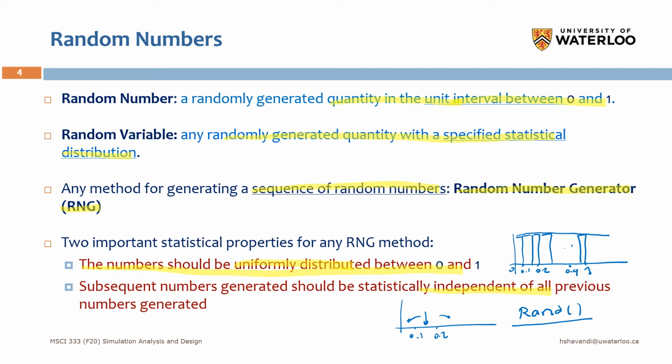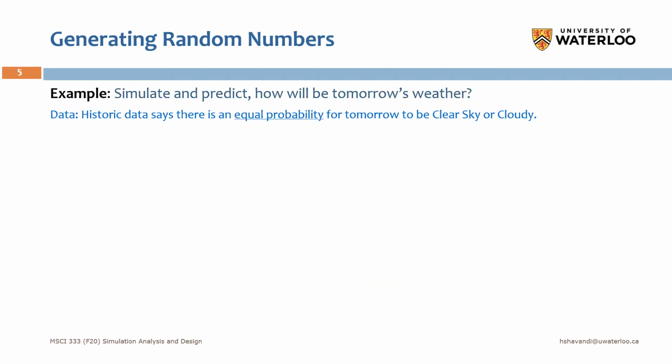I mean, we can call this RNG, random number generator. And so we can use this function in Excel to generate random numbers between 0 and 1. Okay, so let's have an example here.